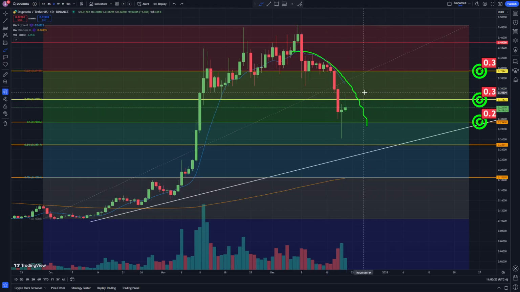Once we do break this 9 moving average, then I can see us getting a nice big pop. But we have broken below it. It is giving us trouble right now. Until we break the 9 moving average, I think it's going to continue to give us trouble.